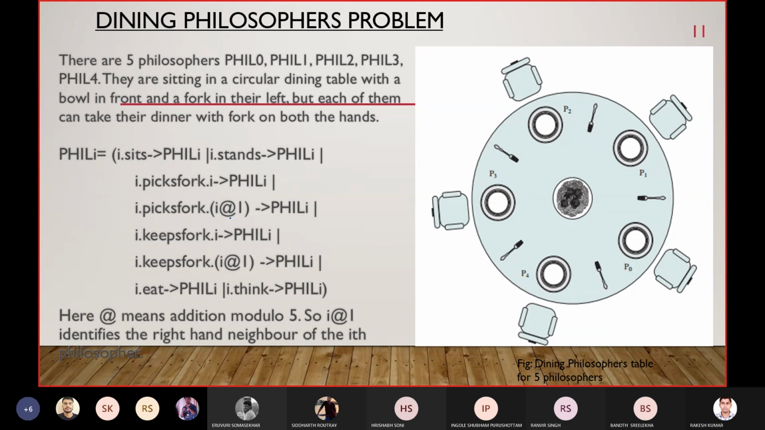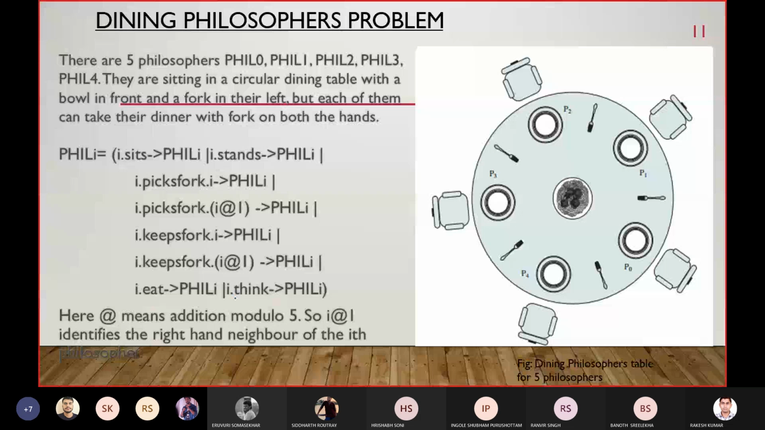Okay, and I have taken this because that plus-with-modulo sign is not available on the keyboard. So I have defined here that this sign means addition modulo 5. So what this means is I addition modulo 5 with 1. It means the fork of the right neighbor, the right-hand neighbor of the ith philosopher. It will take its fork, that is, the right-side philosopher's left fork. Means the ith philosopher's right fork will be the same. So with both the hands, he can also eat.